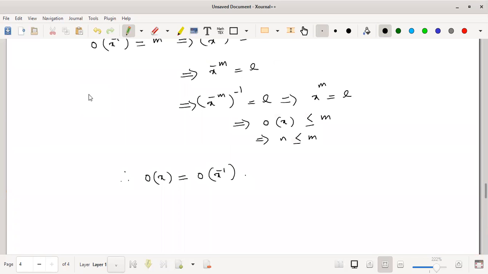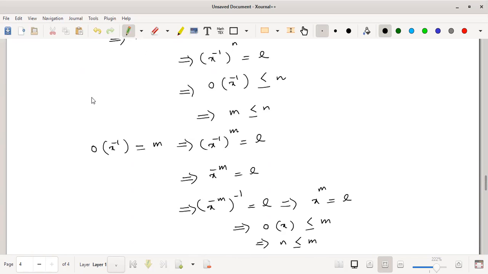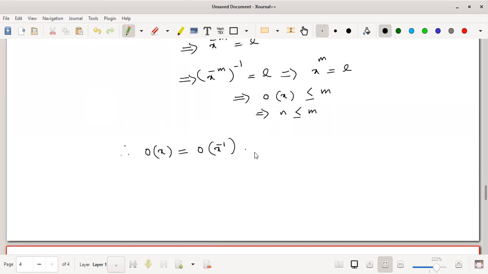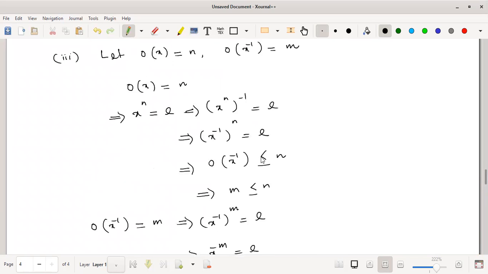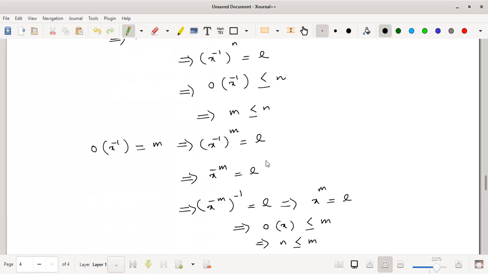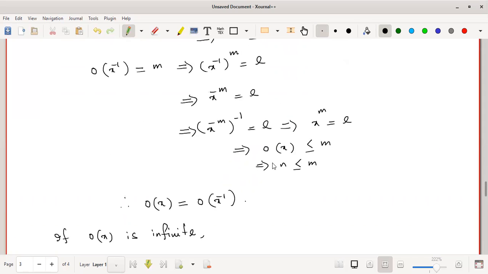Okay, before that, one particular thing. If the order of x is infinite, then what happens? We have proved this assuming that both are finite. Suppose the order of x is infinite. Then how do we show the order of x inverse is infinite?